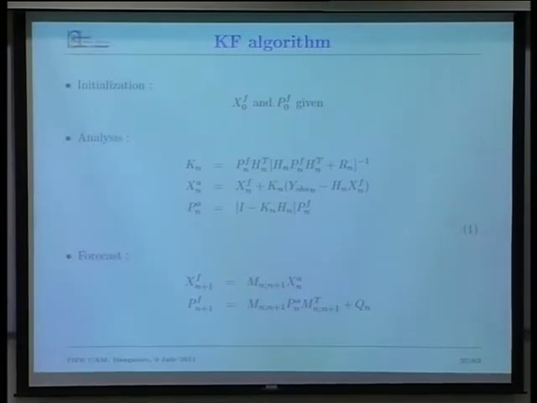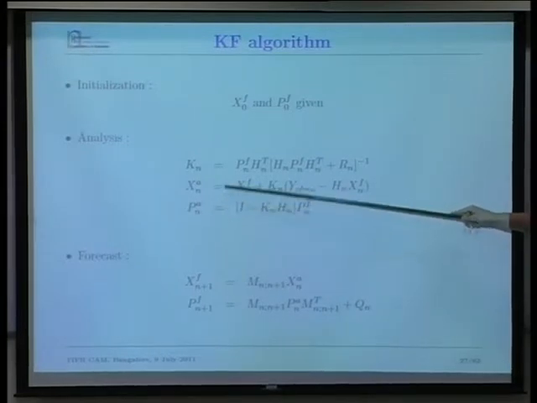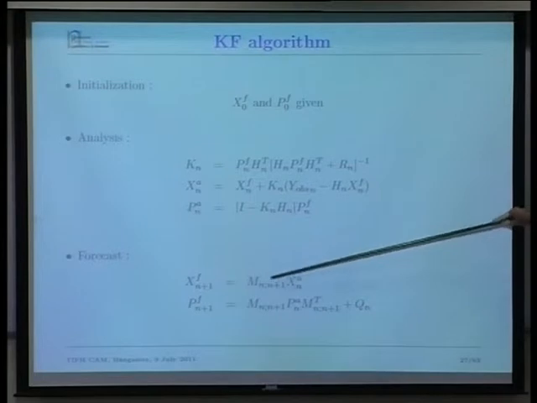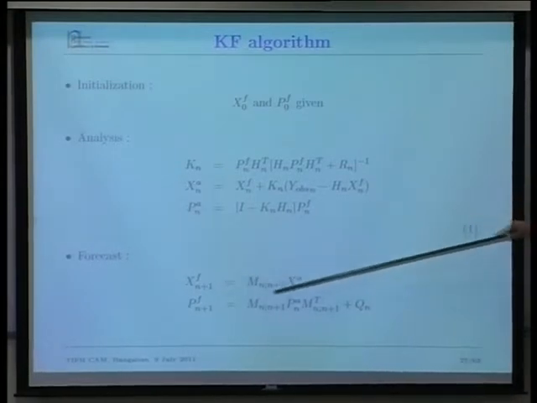So then you simply iterate: compute the Kalman gain matrix, update the forecast to get the analysis, update the covariance matrix of the forecast to get the covariance matrix of the analysis, and then make the forecast, use the model from time tn to tn plus 1, and update the covariance matrix.